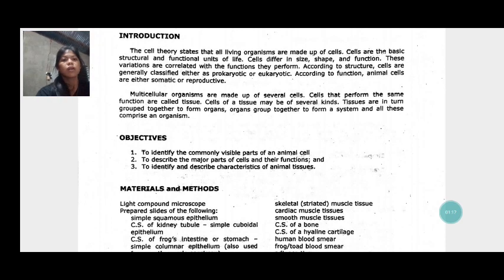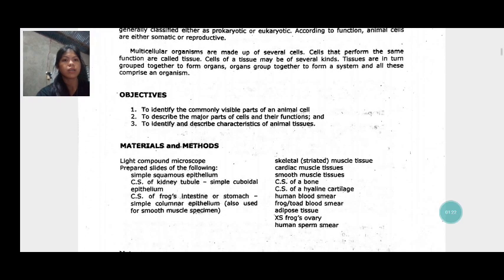Objectives: to identify the commonly visible parts of an animal cell, to describe the major parts of cells and their functions, and to identify the described characteristics of animal tissues.